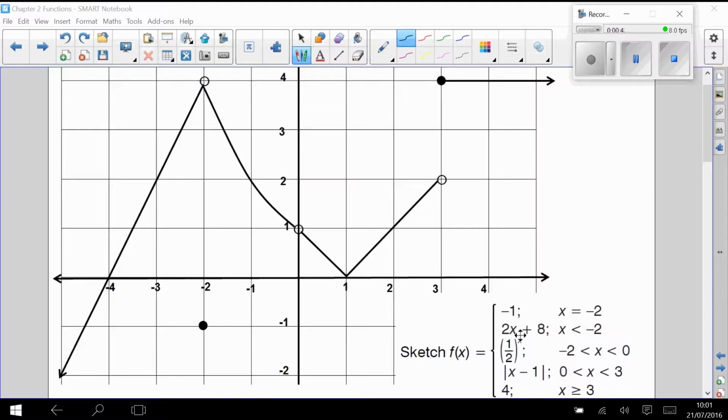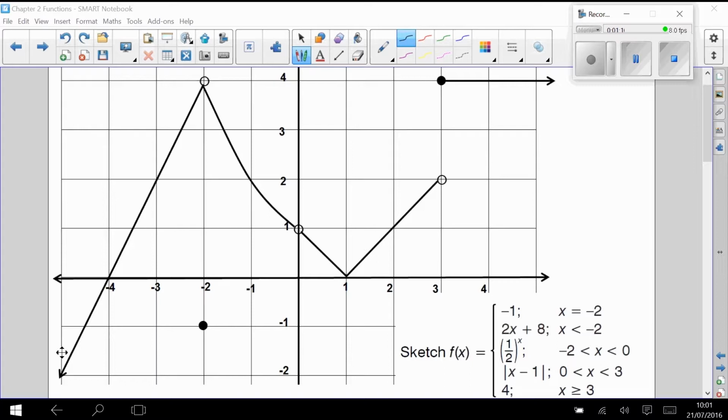The first part is that when x was minus 2, y was minus 1, and you can see that I have drawn that point in as indicated. Then for all the values of x that are less than minus 2, in other words, I could not include the point when x was minus 2 in this part of the curve, but for all the other points that were less than minus 2, I drew my split function using the expression 2x plus 8.